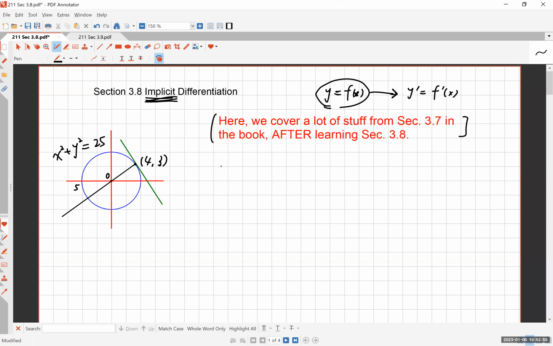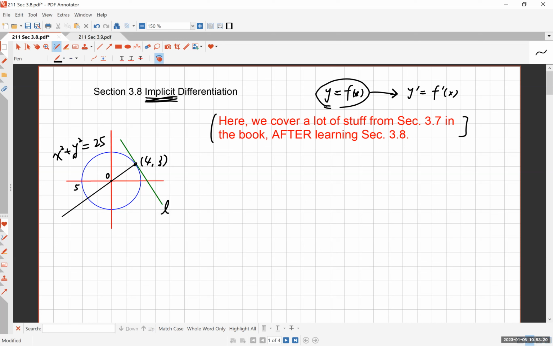Now this equation is not explicitly written in terms of y. If you are to find the derivative at this point, derivative of what? I don't even have an equation. So maybe I should state the question as: what is the slope of this line L, which is tangent to the circle at the point (4, 3)?